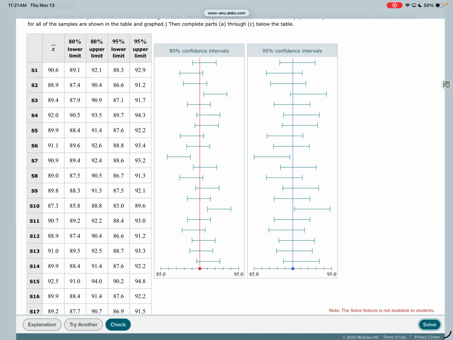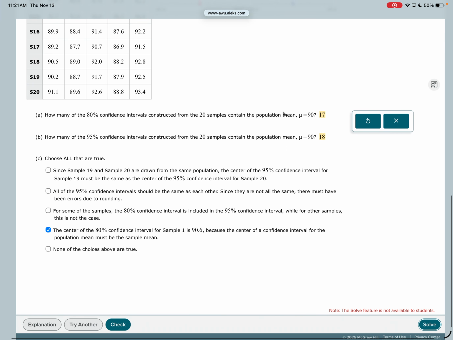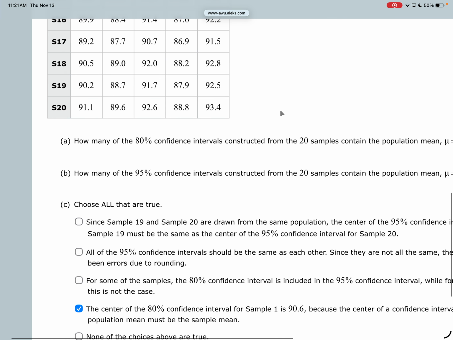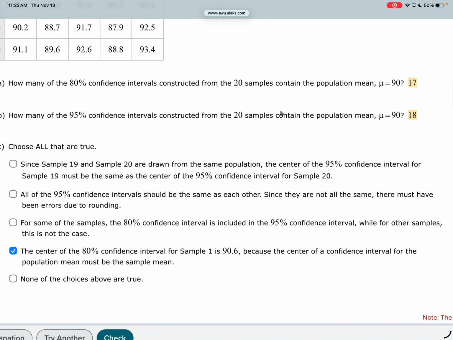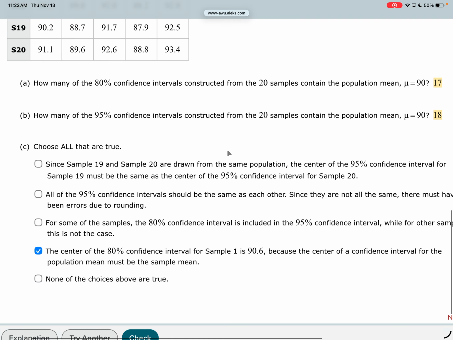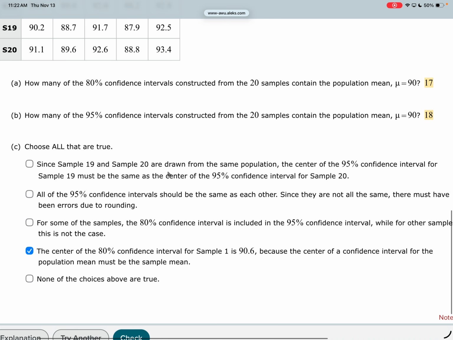All right. So the counting part is easy. The hard part is down here at the bottom, because sometimes it's one answer, sometimes it's two, sometimes it's none. So we'll go through each of these. Since sample 19 and 20 are drawn from the same population, the center of the 95% confidence interval for sample 19 must be the same for sample 20. No, every time I do a sample, I am sampling different people, okay? I go ask 100 people on Monday, then I go ask 100 people on Tuesday, then I go ask 100 people on Wednesday. I'm not going to ask the same people the same question over and over again, because then I get the same number. So that is no, they are different.